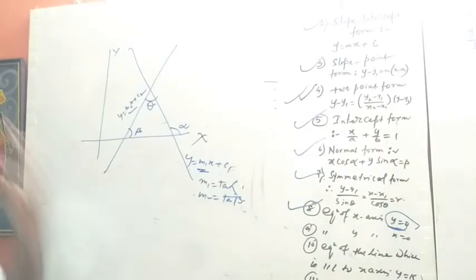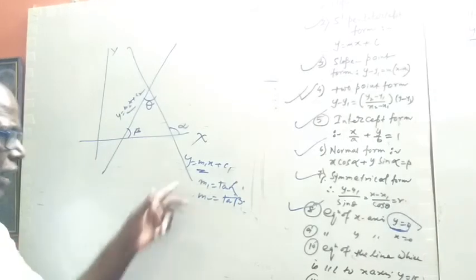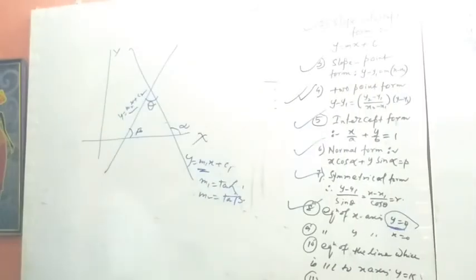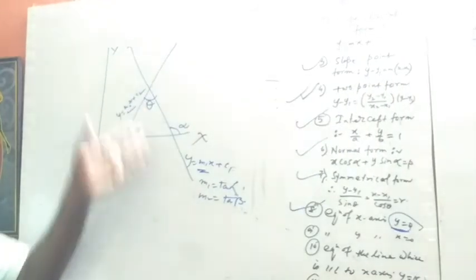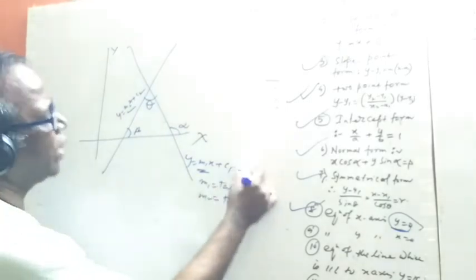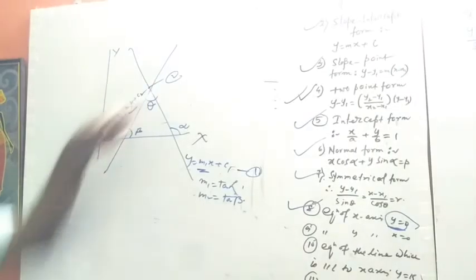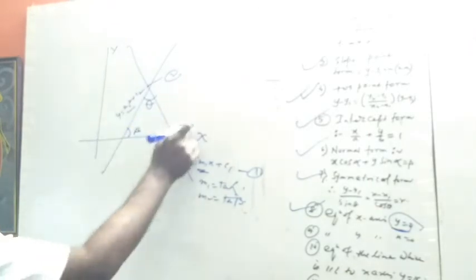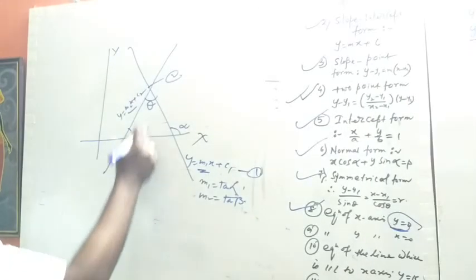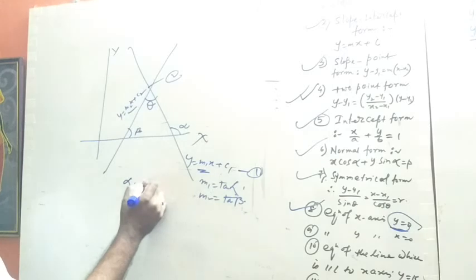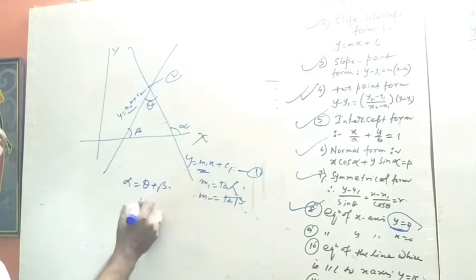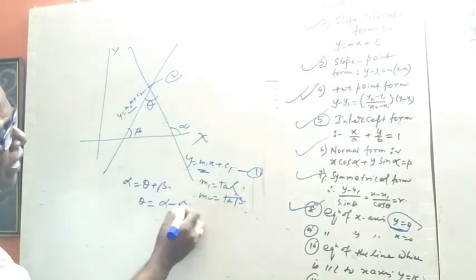Okay, from the definition we already discussed in the first point, you can write m1 equal to tan alpha, m2 equal to tan beta. If line 1 and 2 make an angle alpha and beta with the x-axis respectively. So now from this drawing, this is the external angle alpha and this is the sum of the two internal angles, that is theta plus beta. So now we can write theta is equal to alpha minus beta.